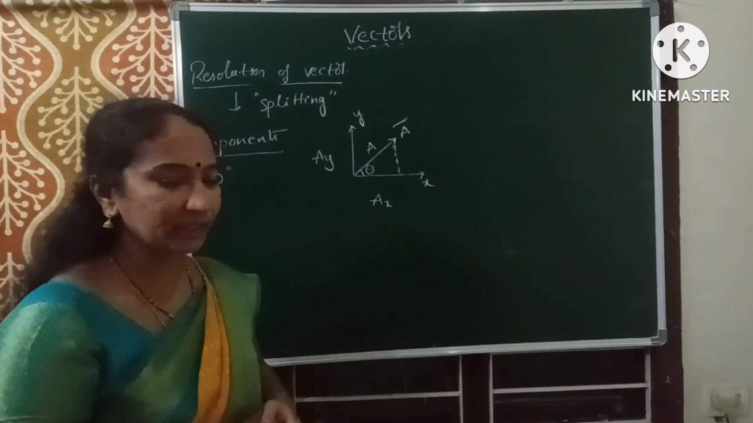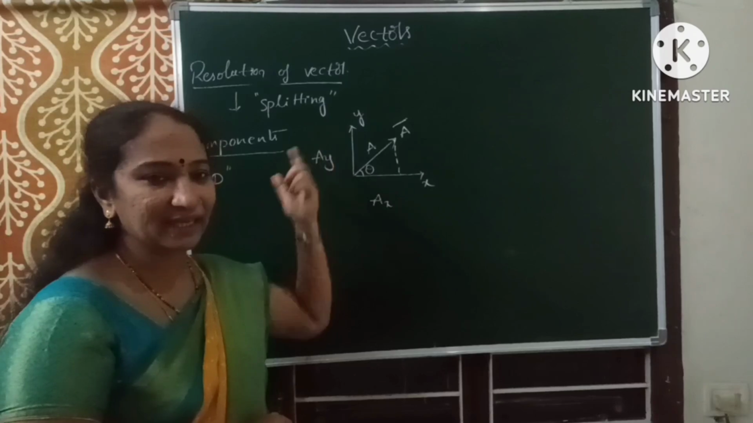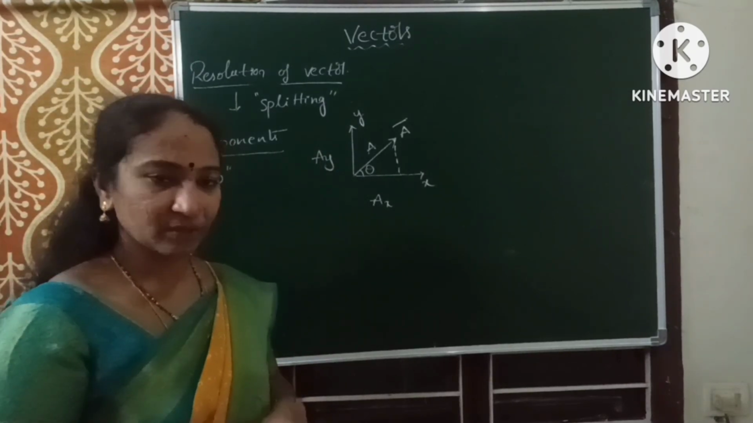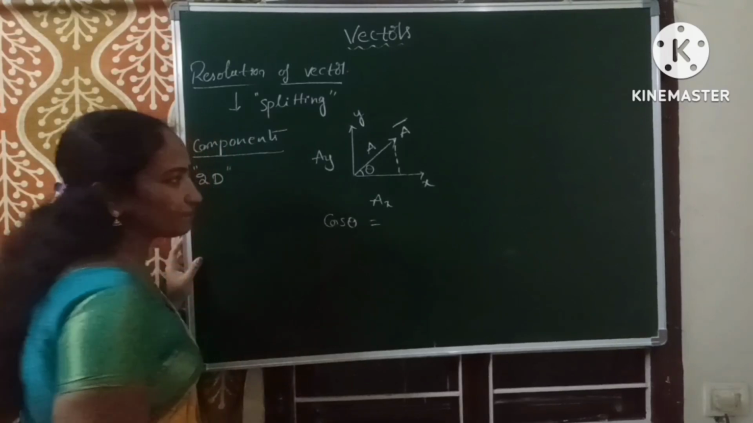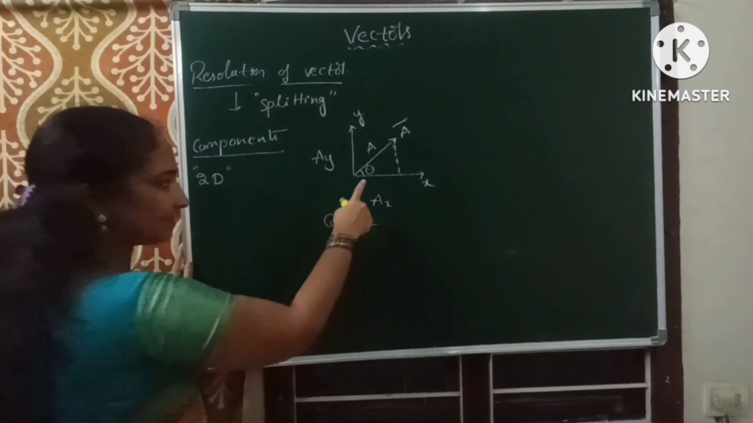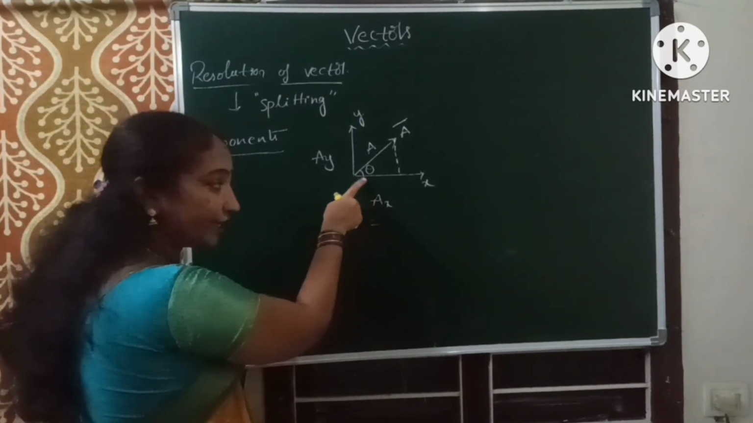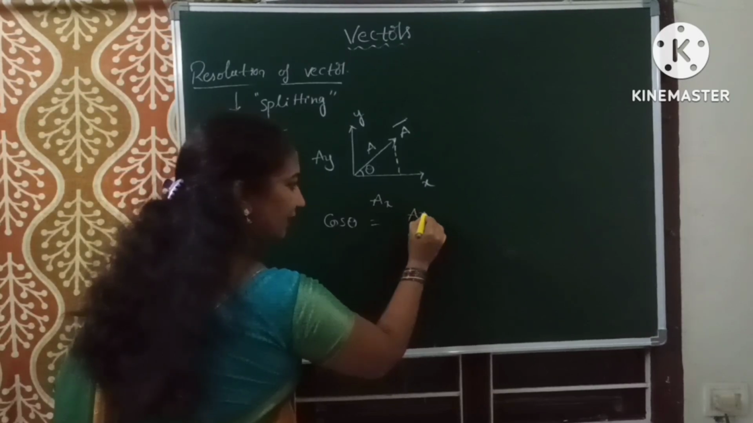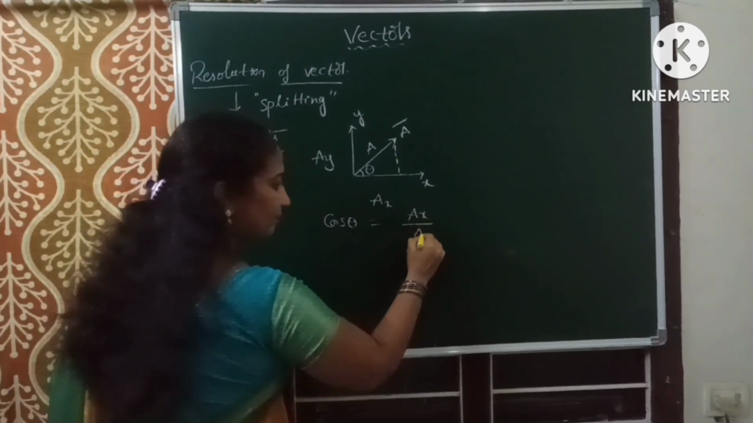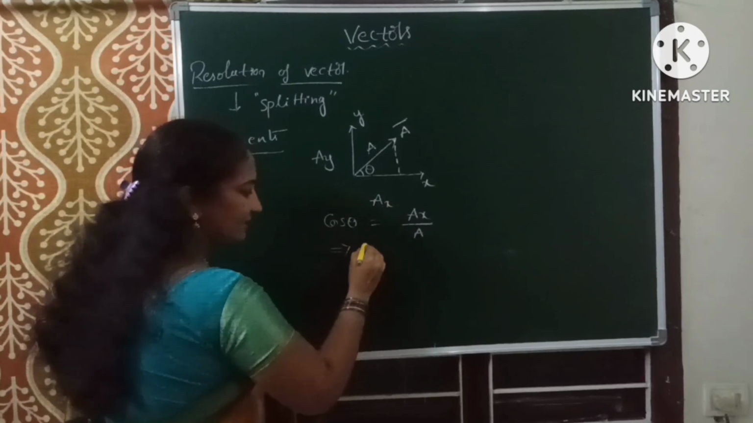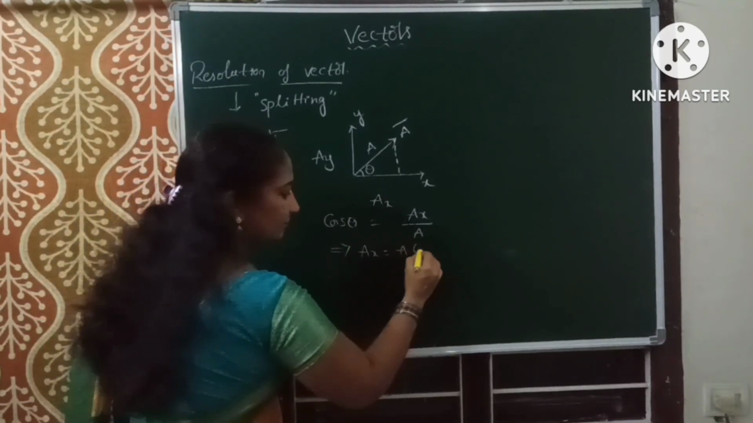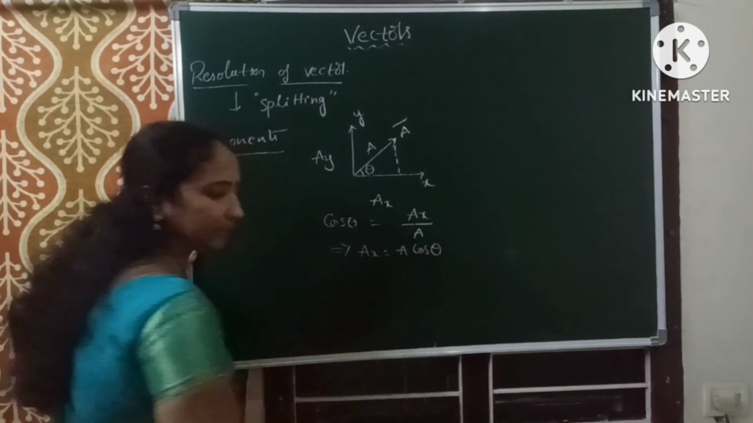Now what do we have to calculate? Ax we have to calculate, and Ay also we have to calculate. Right, so from the figure, let us calculate cos theta. Cos theta is nothing but the adjacent side over the hypotenuse. What is the adjacent side? Ax. What is the hypotenuse? A. What is our subject? Ax, we want Ax. So Ax is simply equal to A cos theta.